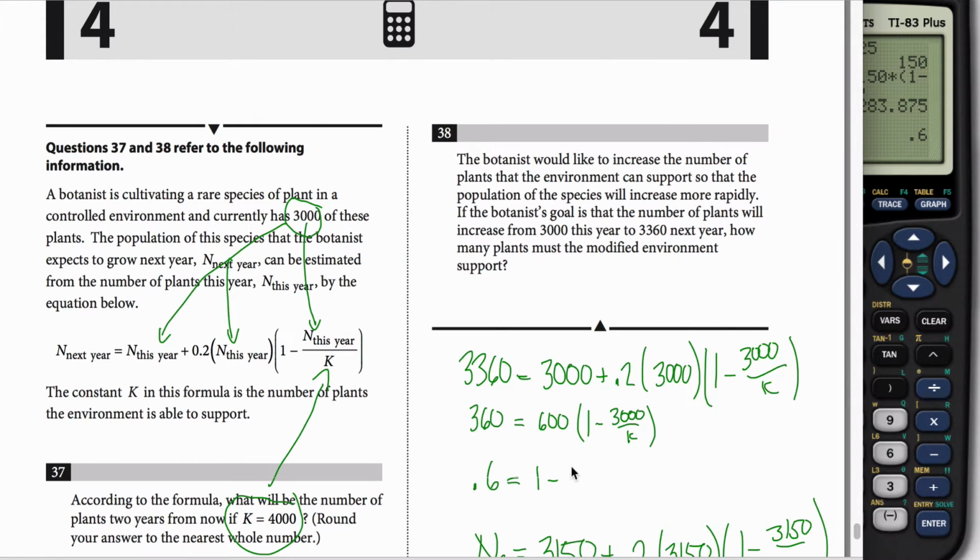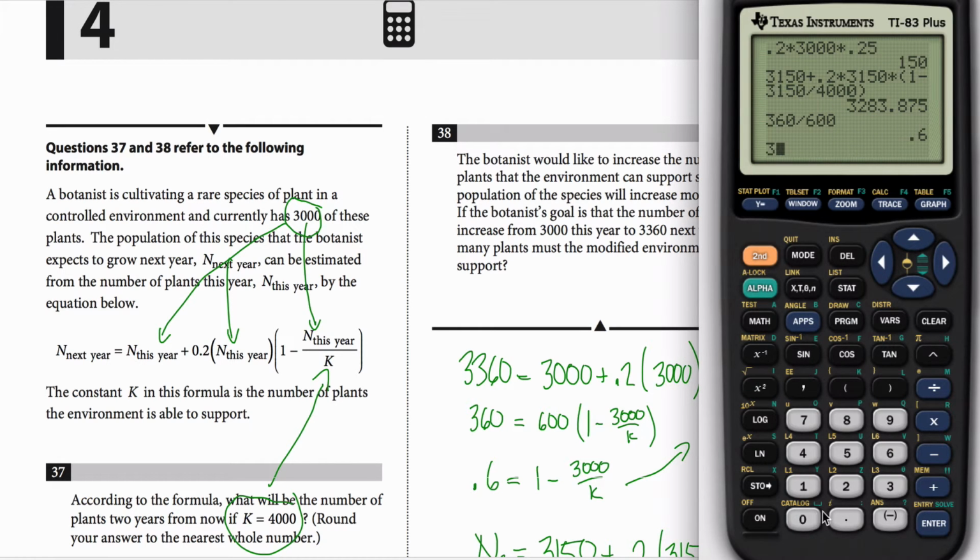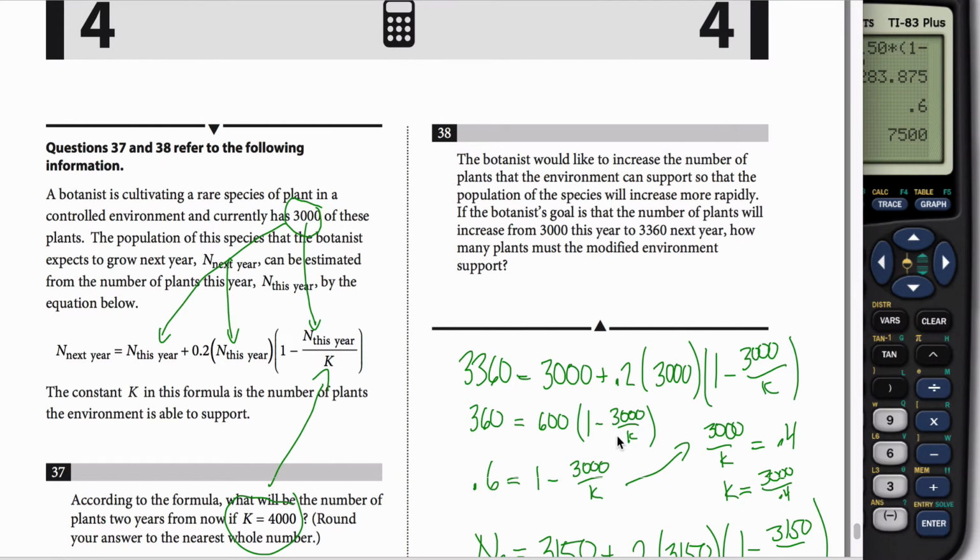equals 1 minus this 3,000 over K. So if you add this over to this side and subtract 0.6 from both sides of the equation, you'll get that this 3,000 over K must be equal to 1 minus 0.6, aka 0.4. Multiply the K up to this side, divide the 0.4 down to this side, and you'll get that K is 3,000 divided by 0.4, which is 7,500, which is a pretty big number.